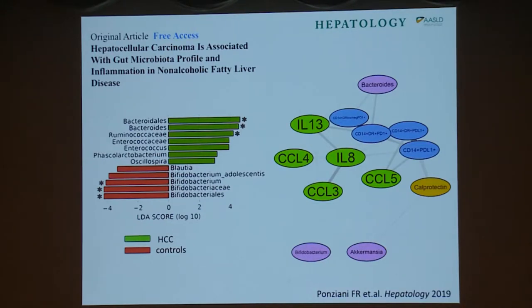So another study published very recently demonstrated substantial intestinal dysbiosis in patients with NASH-based HCC, which was characterized by an increase in Bacteroides and Ruminococci compared with controls without HCC. The model highlighted an inverse correlation between the abundance of Akkermansia and HCC progression. Notably, Akkermansia was the most represented bacterium in the control group. So in other words, Akkermansia was reduced in the HCC group.